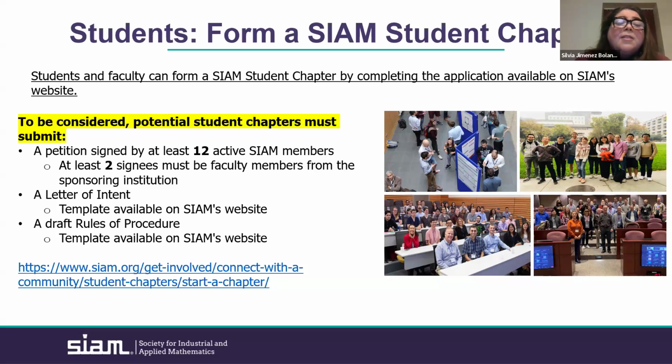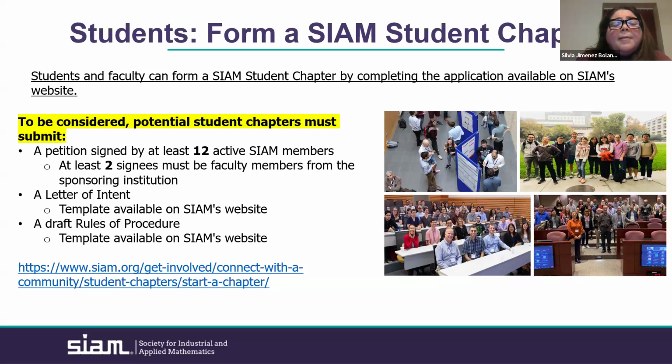The other 2 things that you need, apart from that petition signed by 12 people, are a letter of intent and draft rules of procedure. Those are things where you don't have to reinvent the wheel. The nice thing is that SIAM provides templates for those on the website. Of course, you will tailor those according to the needs of your institution.